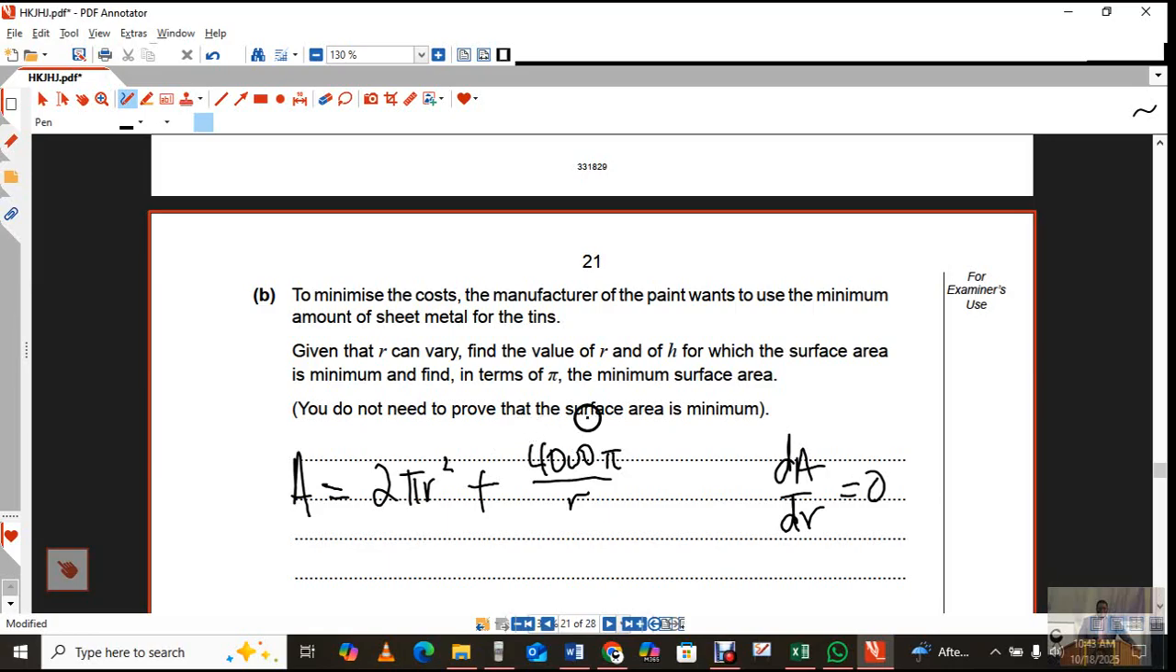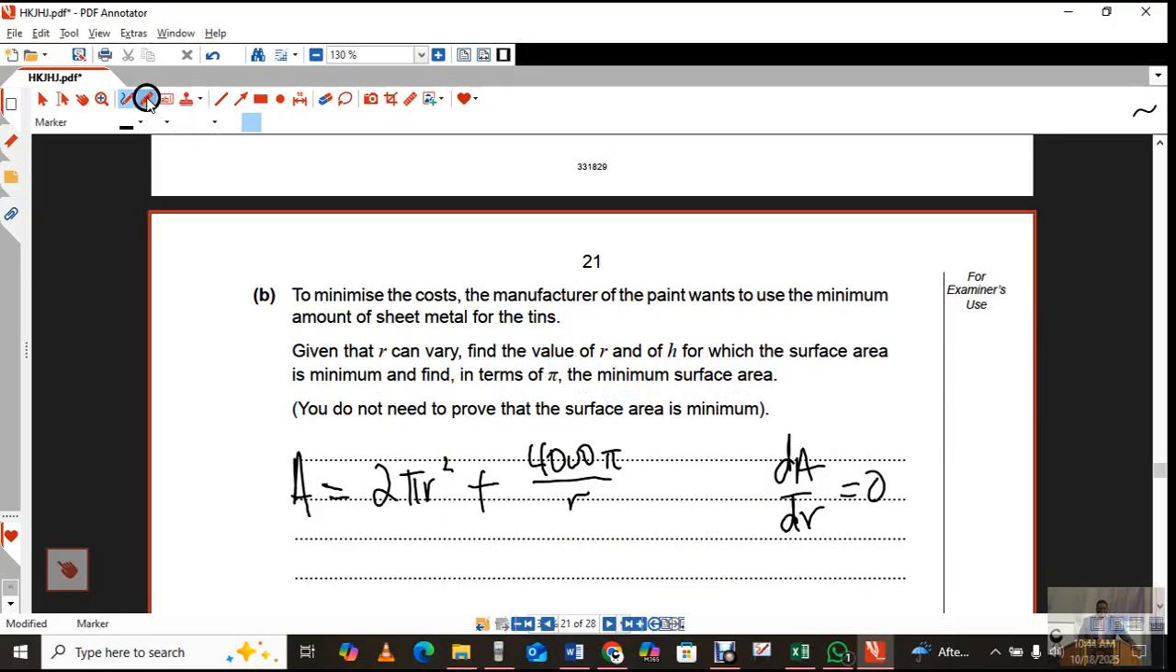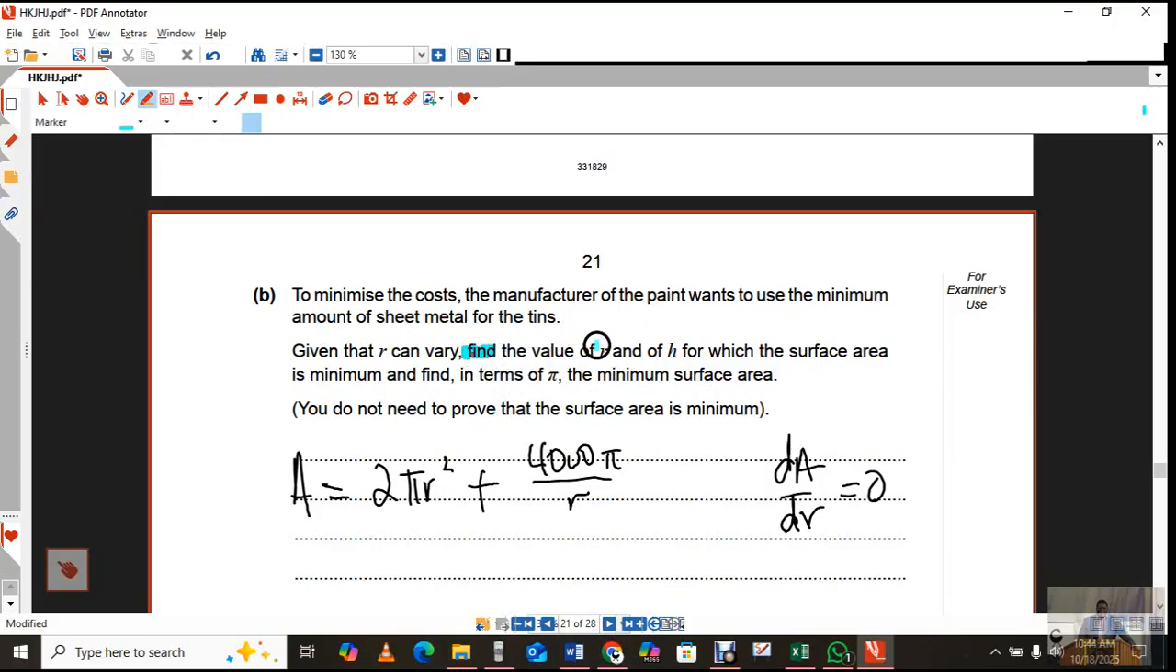They do not ask us to calculate the area, am I right? Then they say, in terms of pi, we also have to find the minimum surface area. So we need to find 3 things: we find r, we find h, and we find the minimum area. Very important, so your keyword lies here: find r, find h, and find in terms of pi the minimum surface area. So there are 3 things here that we need to find.